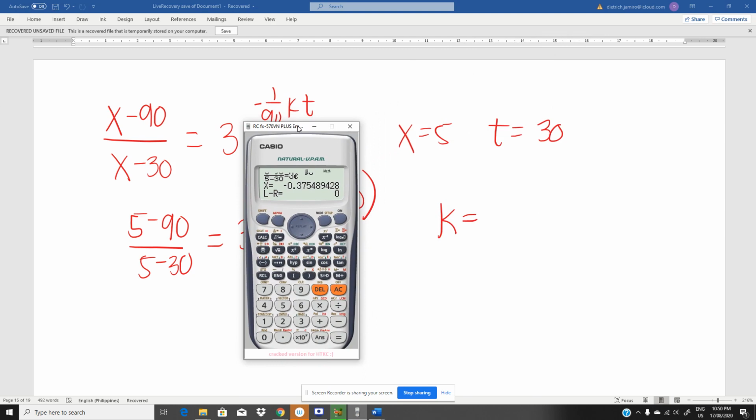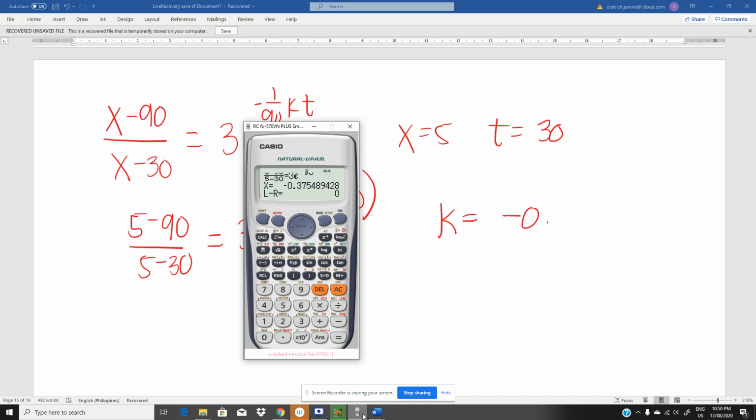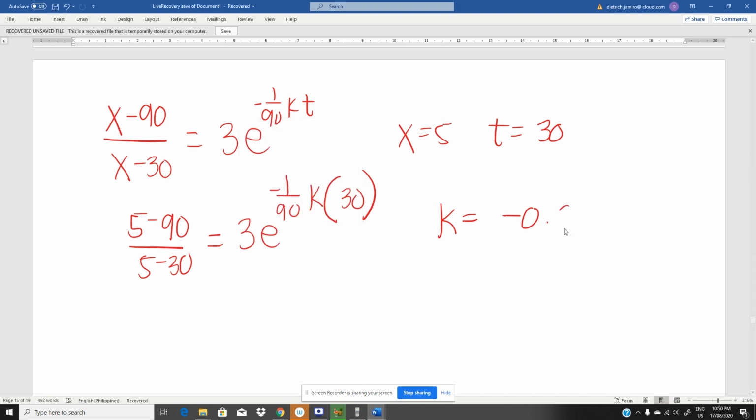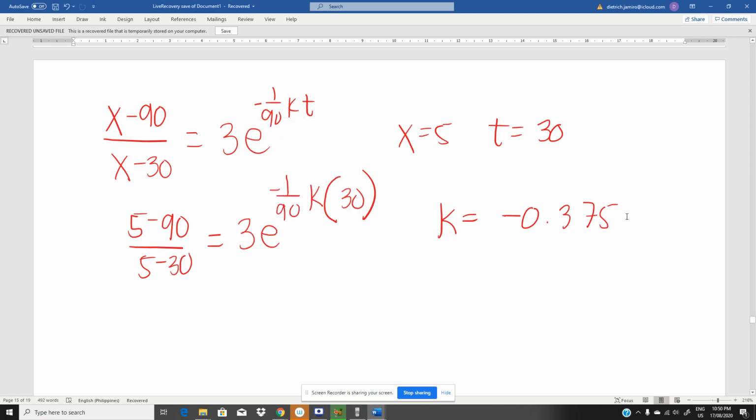So as you can see, we have negative 0.3755. That's going to be our k.